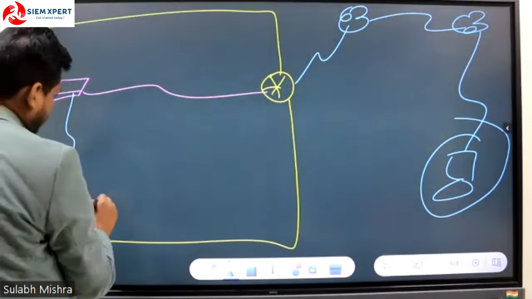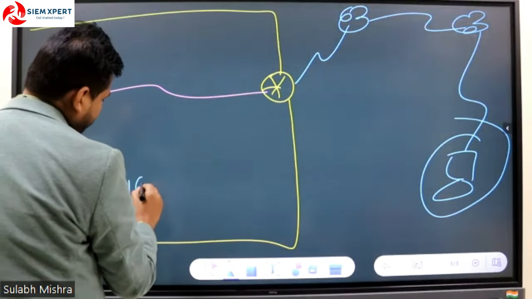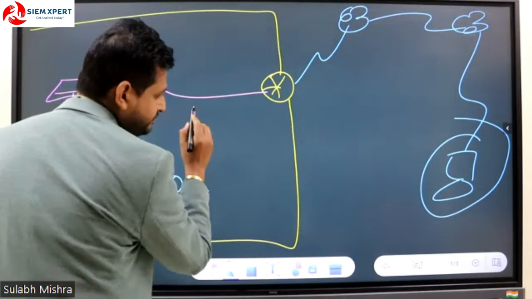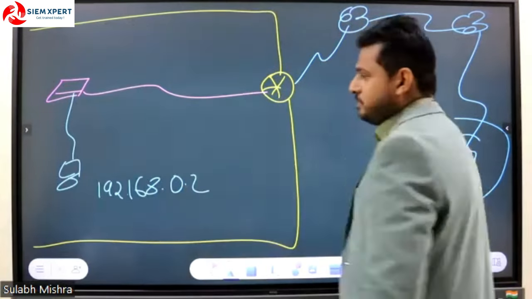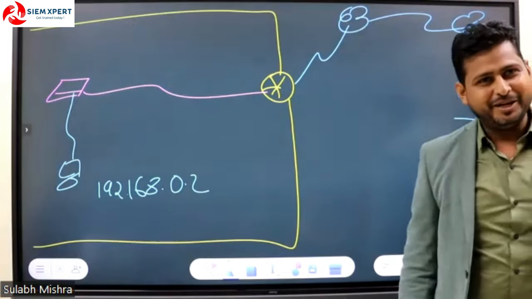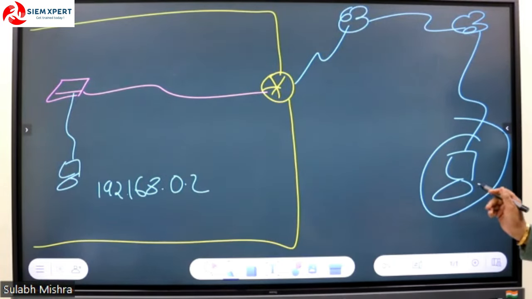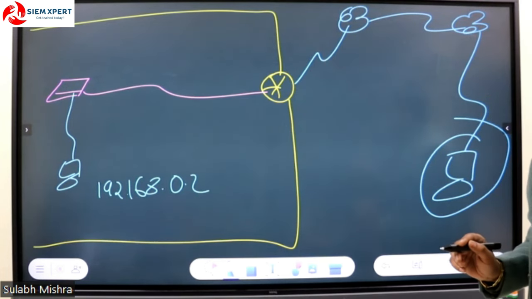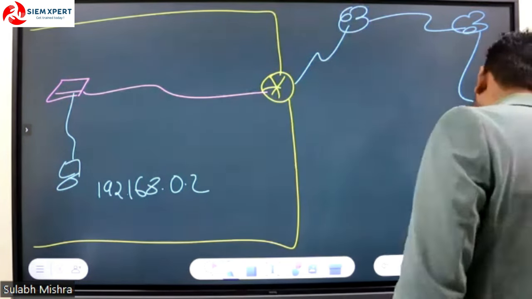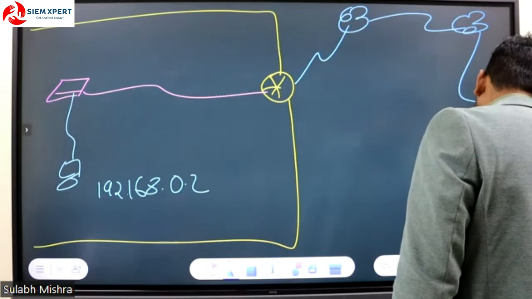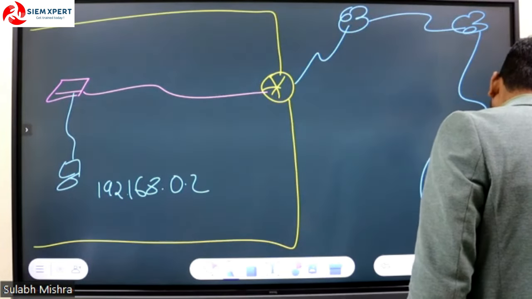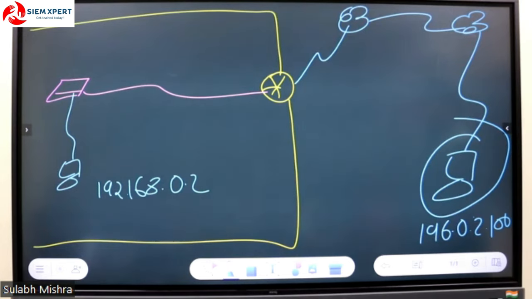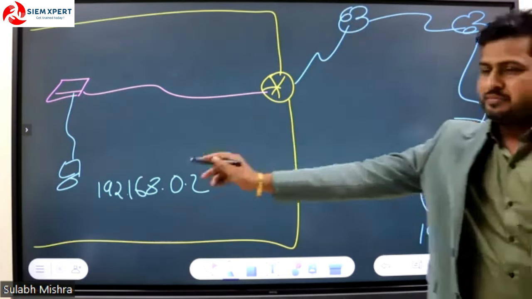Your system has the IP 192.168.0.2. This is within the company, you have this system with a private IP address. You are a home user, you have connected to the internet. So what IP will you get? Private or public? Public, for example, 196.0.2.100. So can you access this system from the internet?